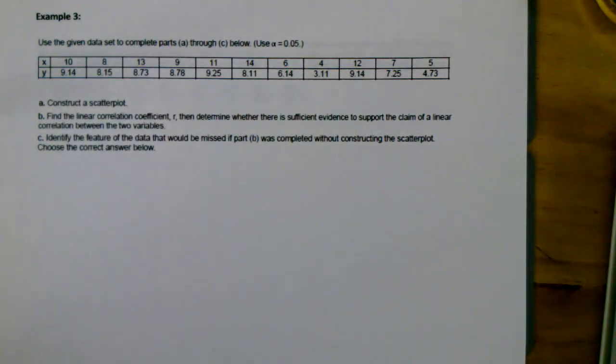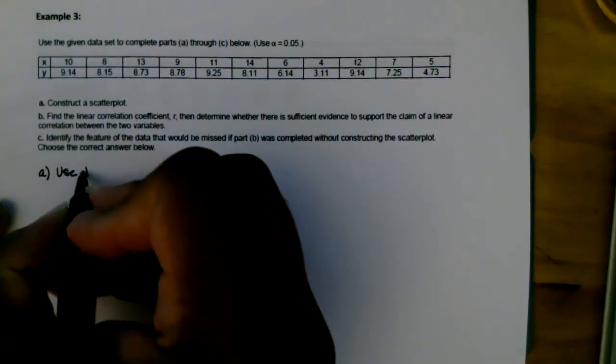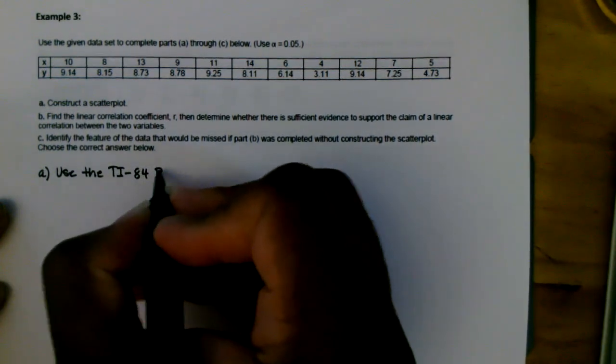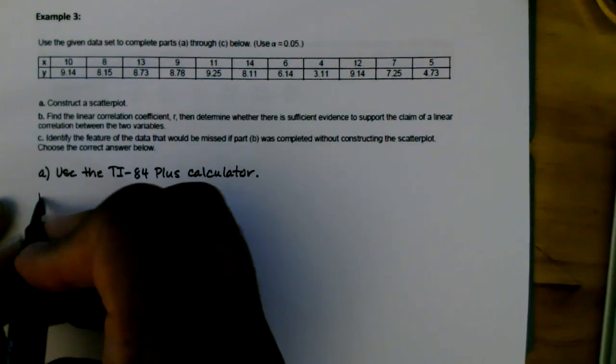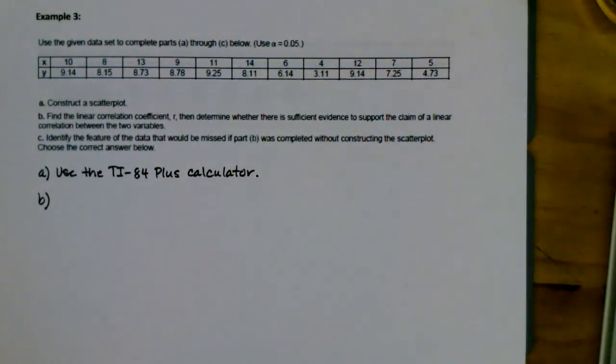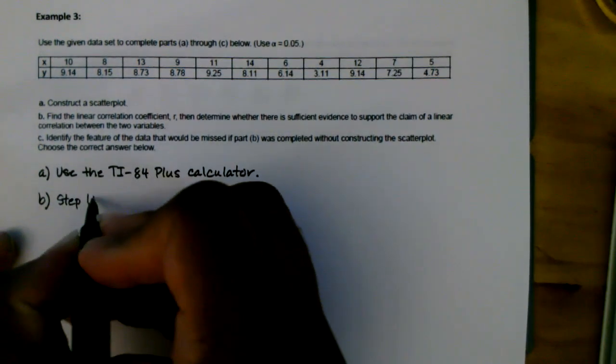Okay, so I'm just going to say here in part A, use the TI-84 plus calculator. Part B is finding the linear correlation coefficient R, then determine whether there is sufficient evidence to support the claim of a linear correlation between the 2 variables. Okay, so that's where we use that 8-step procedure for hypothesis testing.